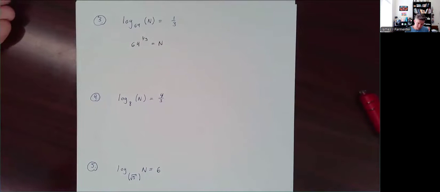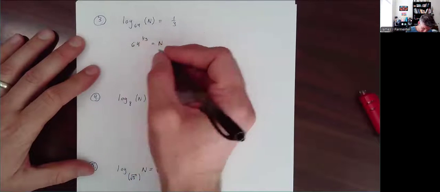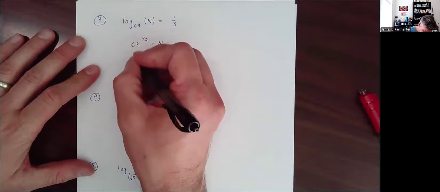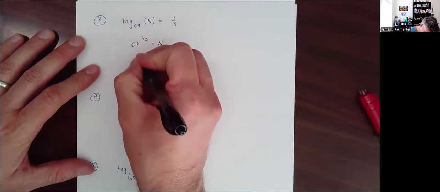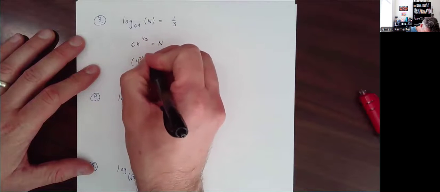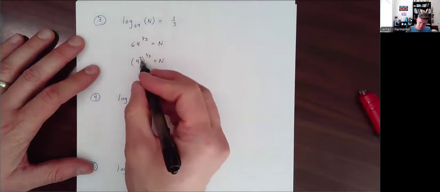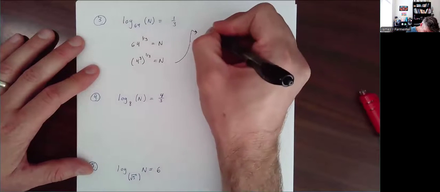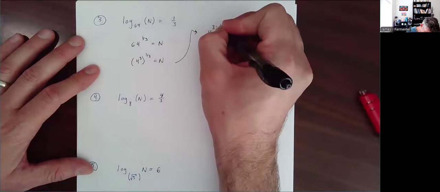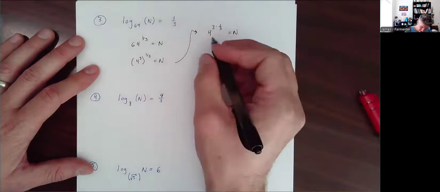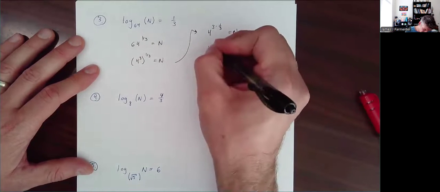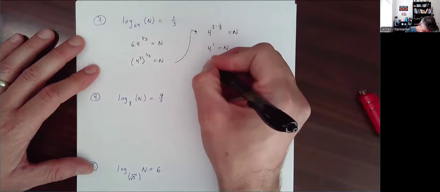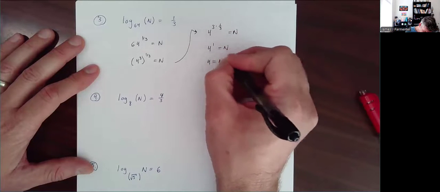You might not. Another way to see this is to say, oh, well, I know that 64 is 4 to the 3rd power, to the 1/3 power. And then when you have a power to a power, you multiply the powers. So we end up getting that 4 to the 3 times 1/3 is equal to n. 3 times 1/3 is 1, so 4 to the 1, which is just 4, is equal to n.